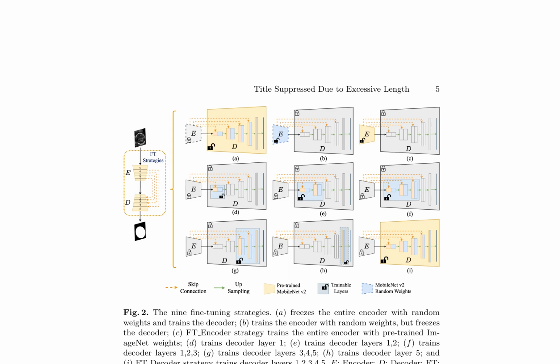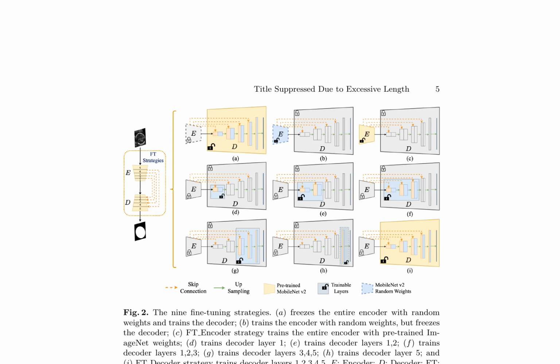The paper presents a comprehensive analysis of fine-tuning strategies for a UNet model in fetal head segmentation from ultrasound images. 9 fine-tuning strategies are explored, including freezing the entire encoder with random weights and training the decoder, training the encoder with random weights but freezing the decoder, and fine-tuning the entire encoder and decoder with pre-trained ImageNet weights.